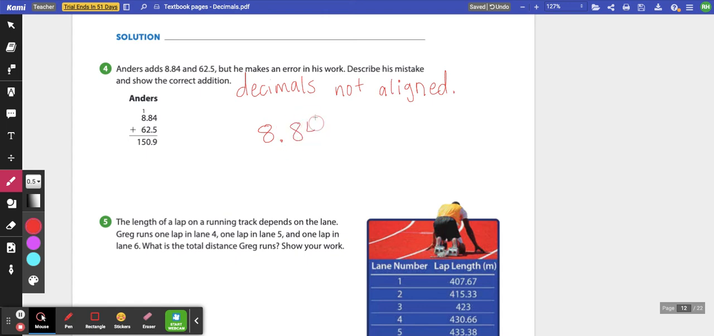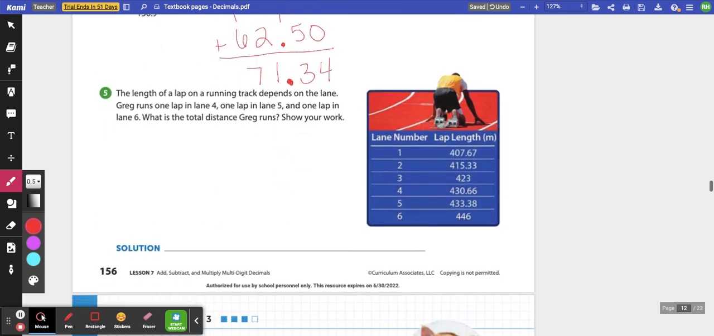8 and 84 hundredths. We need to line our decimals up. 62 and 5 tenths. Notice I have an empty spot for a placeholder. Because it's addition, I didn't have to put my larger number on the top. Or 8 plus 5. 8 plus 3. And 6 plus 1. And my decimal is coming straight down in my answer. So it should have been 71 and 34 hundredths.